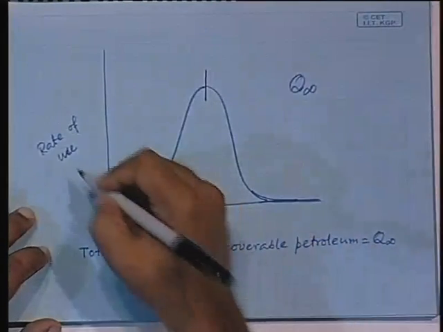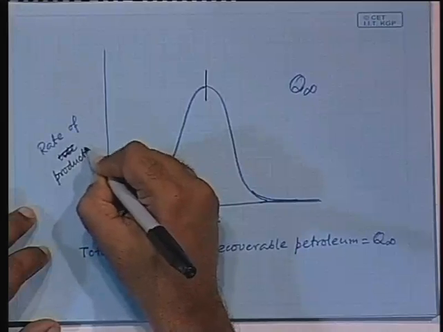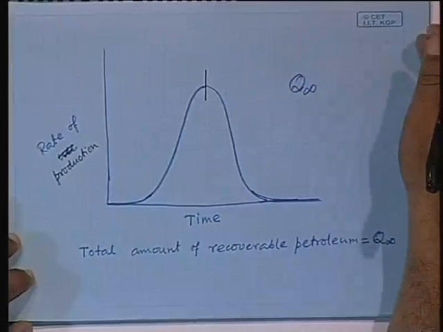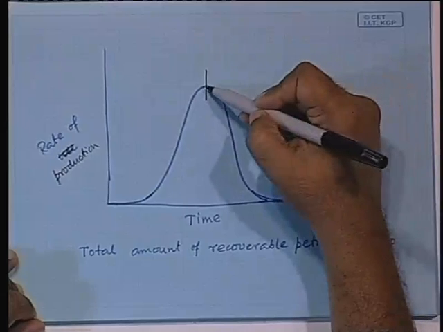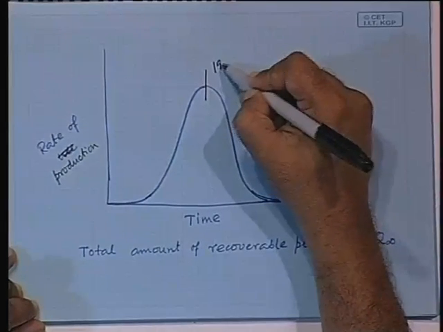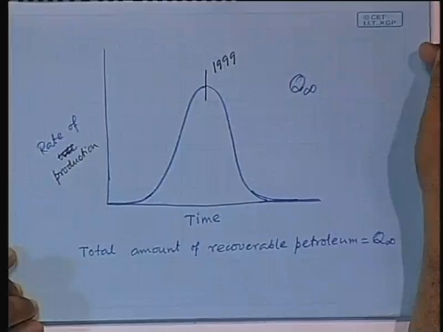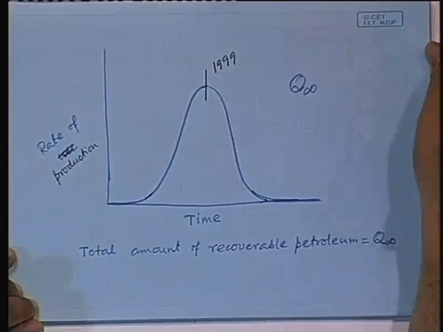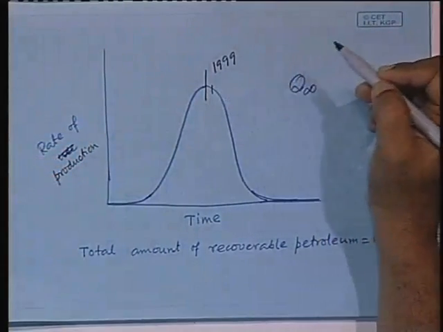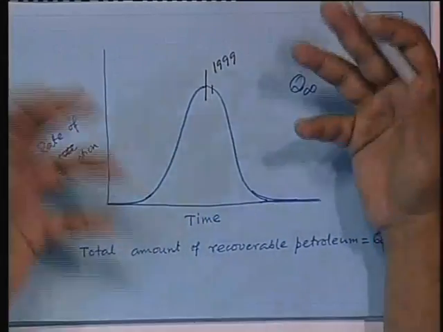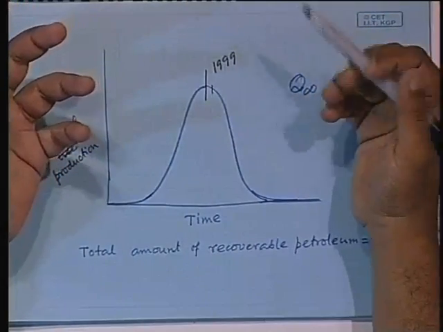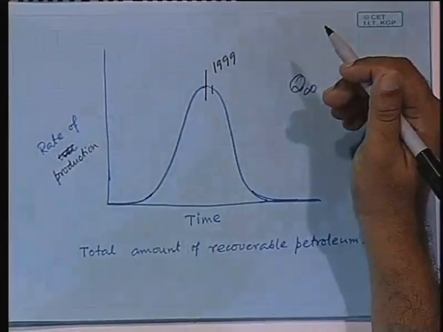And this peak in the dQP/dt curve, the rate of production, this peak is called the Hubbert peak. Okay. Now, this Hubbert peak, it is now known, occurred in the year 1999, has already happened 7 years back. So, we are already crossed one crisis point and we are in the middle of the crisis. Okay. We are right now in the middle of the crisis, and that is exactly what you are seeing.